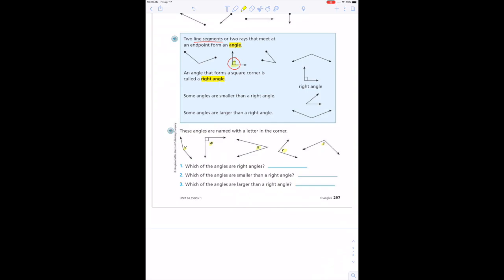All right, so I've got a right angle, and the right angle that I'm working on is W. Hang on one second, I'll be right back.